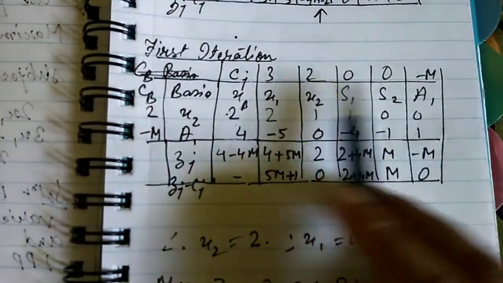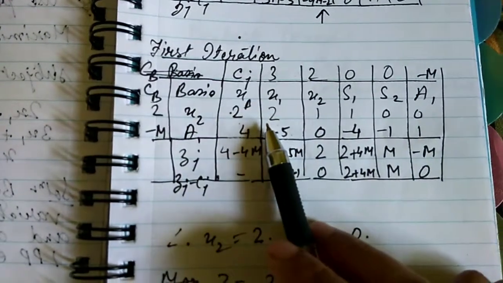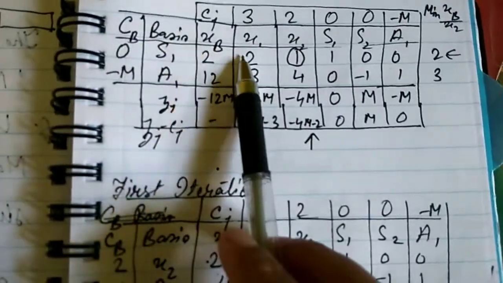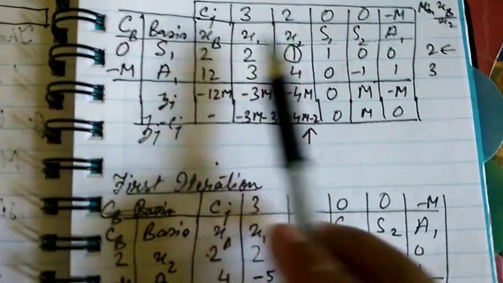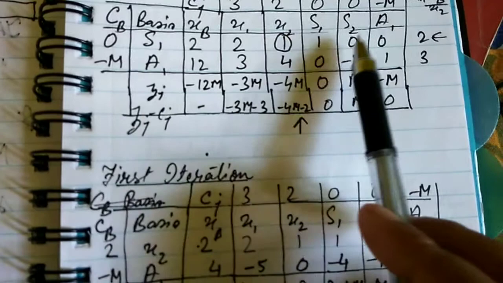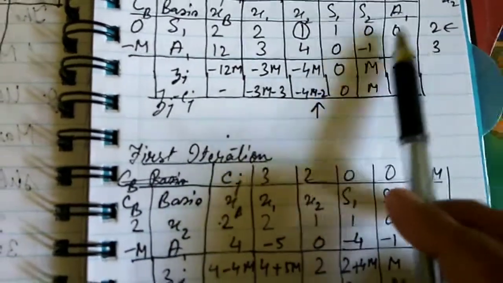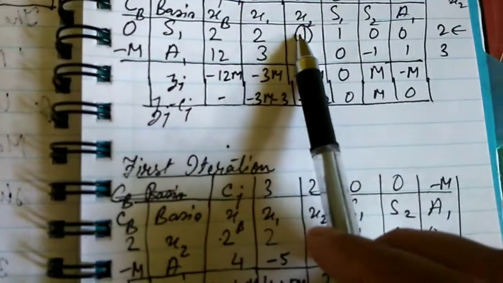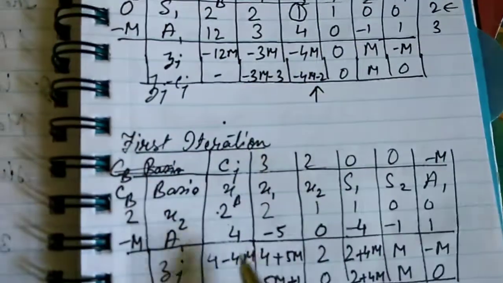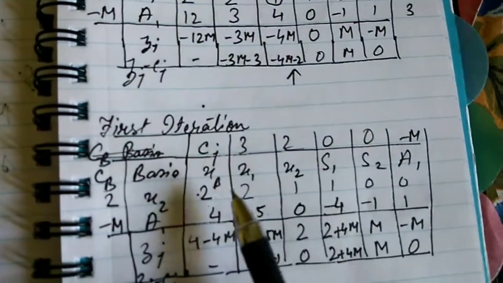Then we fill up the table by following the rule. What is the rule? For the key row, all the old elements will be divided by the key element, that is 1. So, 2 by 1, 2 by 1, 1 by 1, 1 by 1, 0 by 1 and 0 by 1. This will be the values in the new table. Since the key element was 1, the values will not change, they will remain the same. Had it been different, we would have written different values.